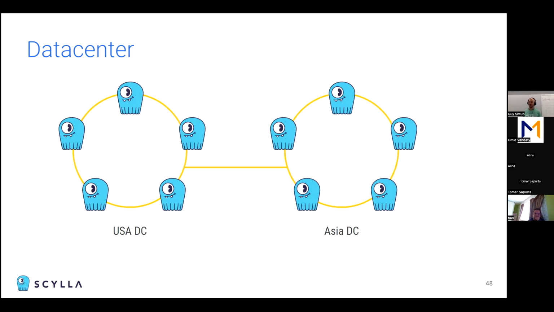A second reason to have multiple data centers is, again, availability. Even if one rack in a data center goes down, we can have nodes on different racks, and the database is aware of the topology. And if we have multiple data centers, even if there's, I don't know, an earthquake and one data center fails, the data center in Japan would still be able to serve requests.